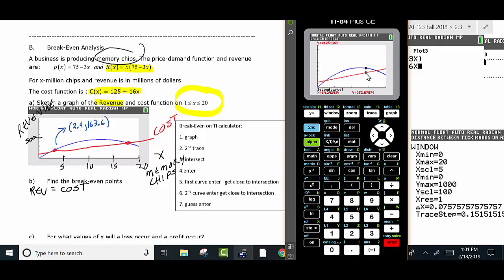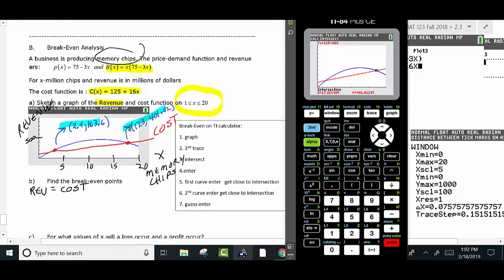Now the other cursor will come out on the cost function. Press enter again. When it says guess, press enter again, and then it should be blinking on that other intersection point. So that point right here is 17.3 and then 401.02. Okay, so those are your break-even points.